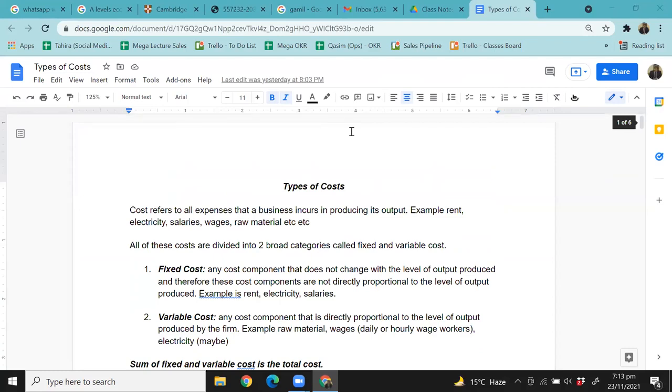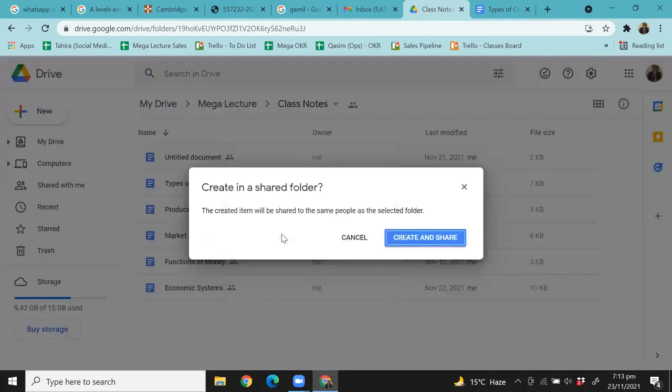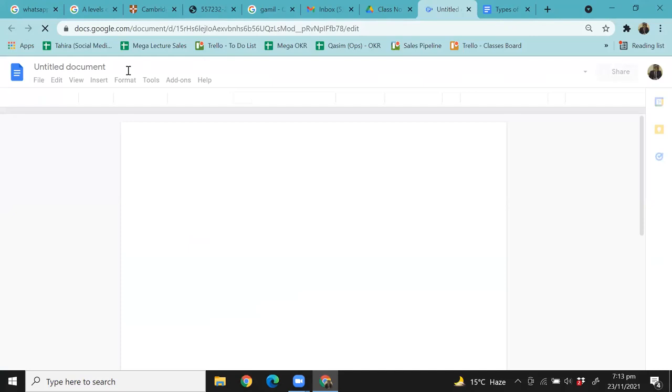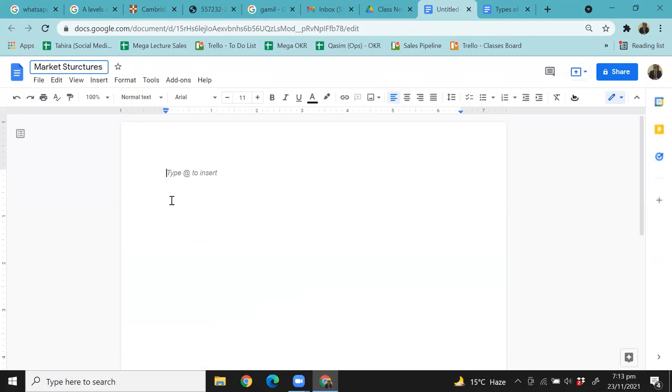Don't worry. Okay. So today, as I said, we'll start off with the new topic, which is market structures. Now, if you remember, we have already covered two market structures in the economic efficiency topic, right? But there are more than two market structures that we'll talk about.